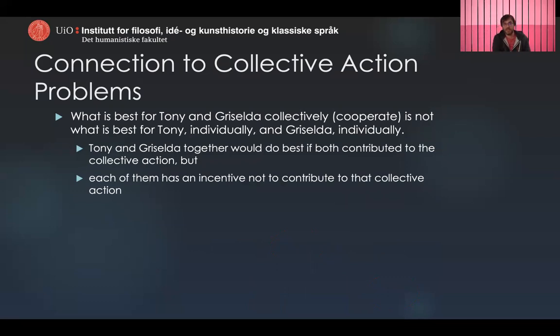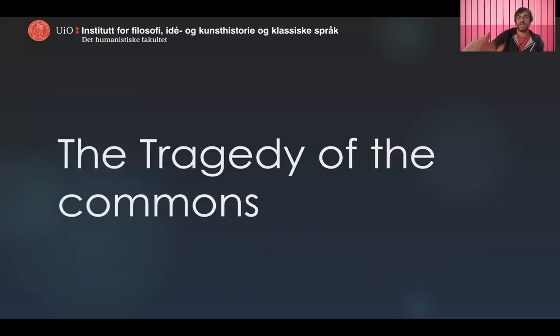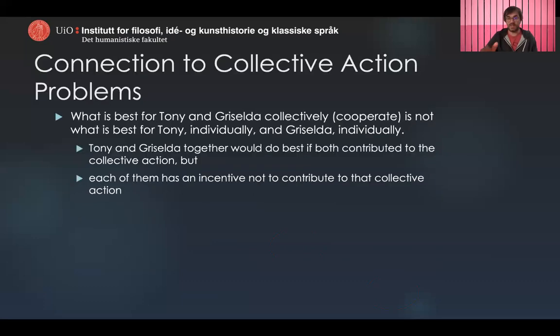So Tony and Griselda together would do best if both contributed to that collective action, where they both kept quiet. But each of them has an incentive not to contribute to that, because whatever the other person does, it's best for them to defect. Okay. So this is how this illustrates the prisoner's dilemma and collective action problems, and gives us, with these game theoretic tools, a sort of formalism to understand it.